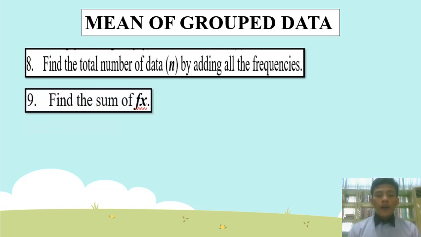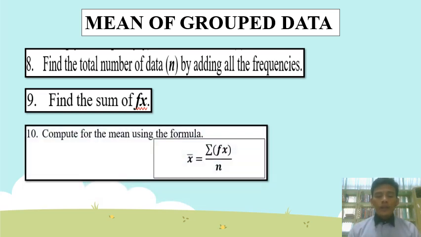Step 9, find the sum of fx. Step 10, compute for the mean using the formula: mean is equal to the summation of fx over n. Please take note of this formula for the mean.